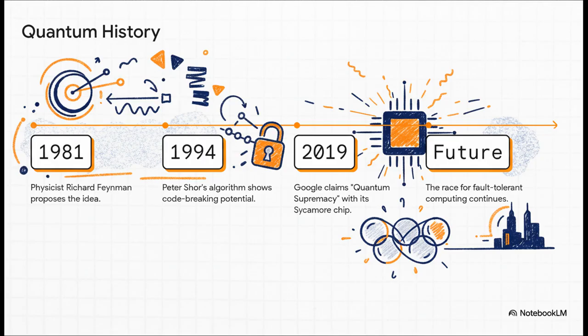That's when Google claimed quantum supremacy. Now, that doesn't mean their computer was better at everything. What it meant was their Sycamore chip did one very specific, very complex calculation way faster than the world's best supercomputer ever could. And ever since then, the race has been on.